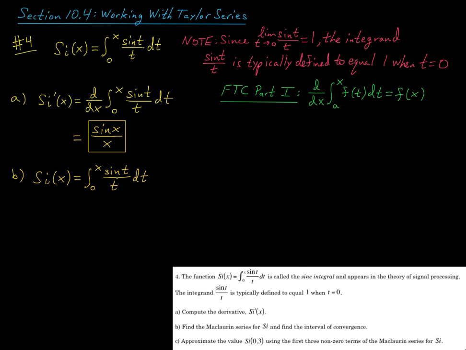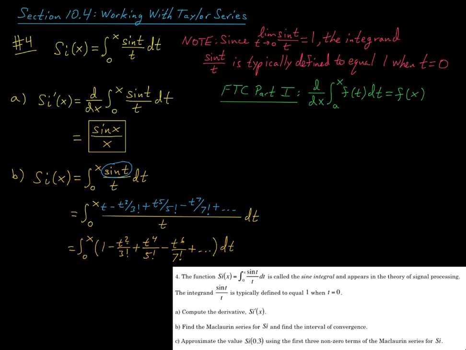The idea here is to trade in sine t for its Maclaurin series, and that's t minus t cubed over 3 factorial plus t to the 5th over 5 factorial, and so on. Now I can go ahead and divide each term in the numerator by t. That gives us 1 minus t squared over 3 factorial plus t to the 4th over 5 factorial, and so on. Now we can integrate term by term. That gives us t minus t cubed over 3 times 3 factorial plus t to the 5th over 5 times 5 factorial, and so on and so forth.